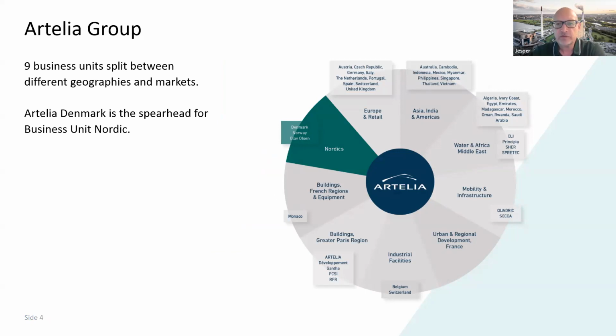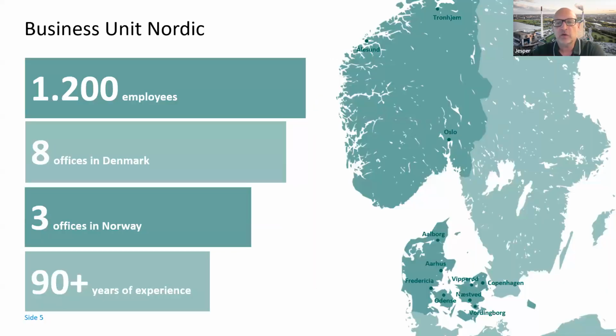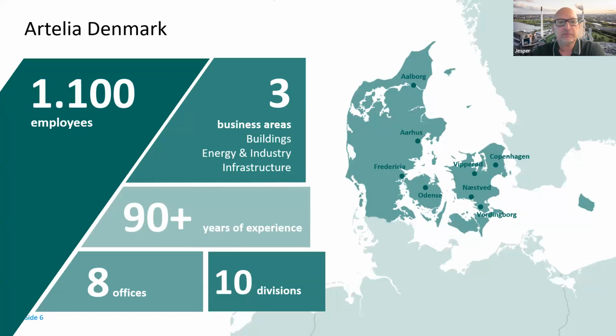We are 9 business units, where Artelia Nordics is one of them. We are in Denmark and Norway. We have around 1,200 employees. We have 8 offices in Denmark and 3 in Norway. And in Denmark, we are roughly 1,100 employees in 3 business units, 8 offices, as I mentioned.